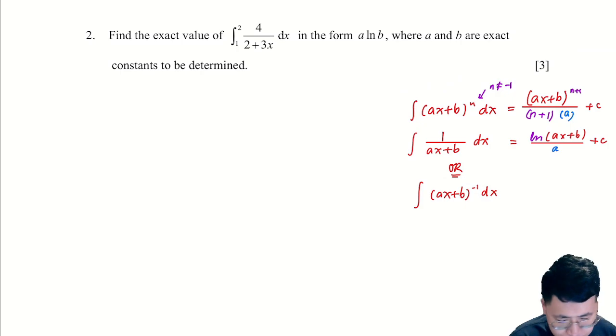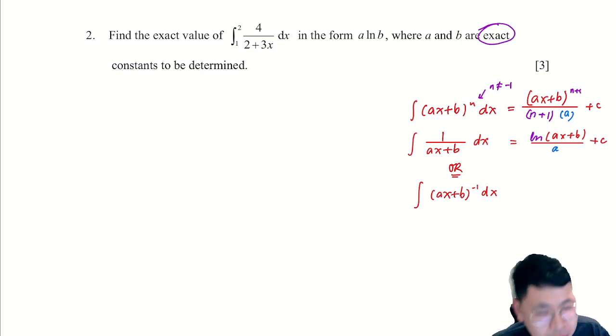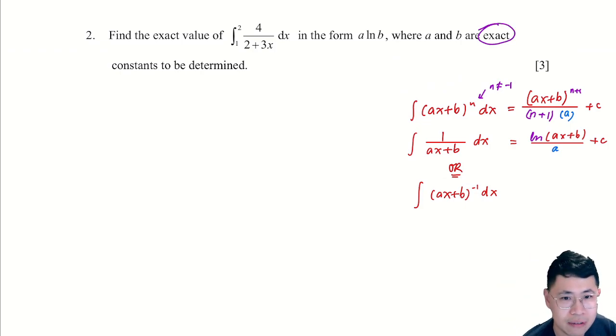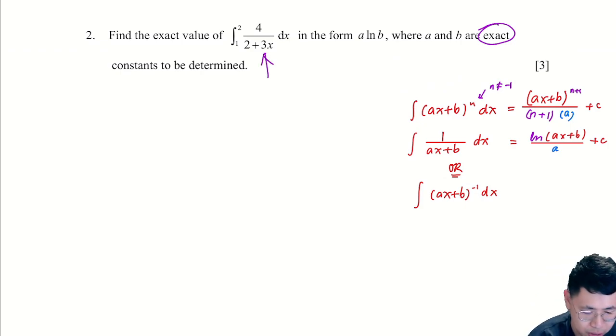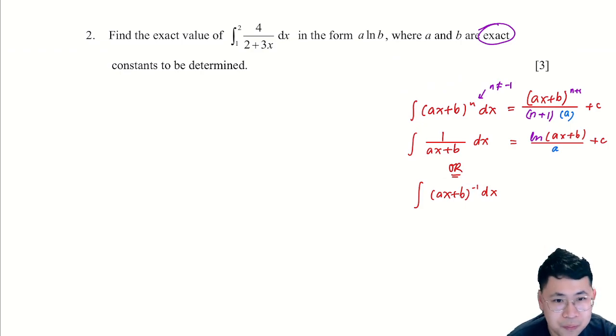Let's move on to question 2. We are finding the exact value of this integral in the form of a ln b, where a and b are exact constants to be determined. We are looking for an exact value. Can we use our calculator to evaluate this straight away? The short answer is no. The long answer is yes, to check whether it is correct or not, but the short answer is really no.